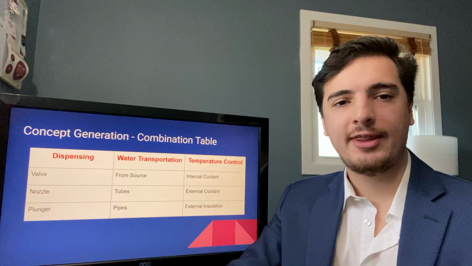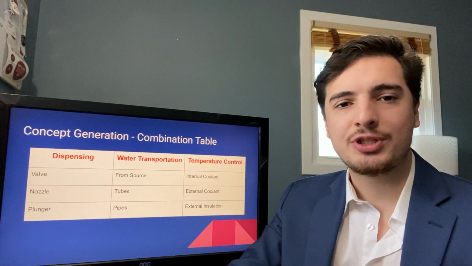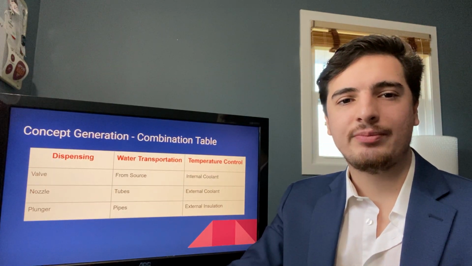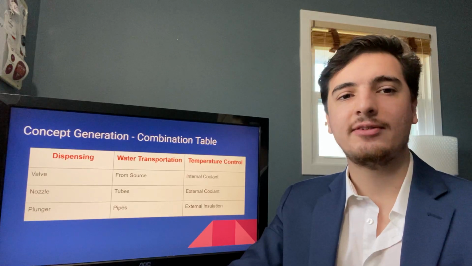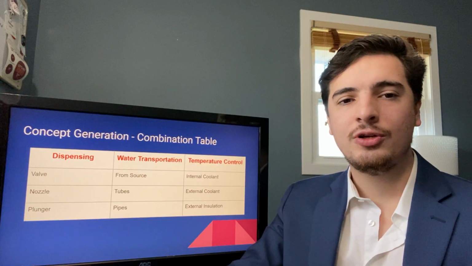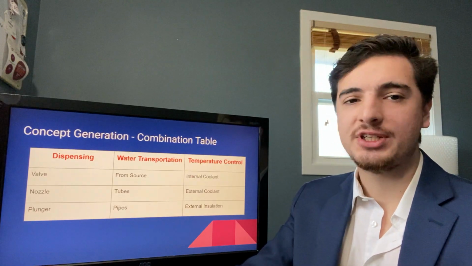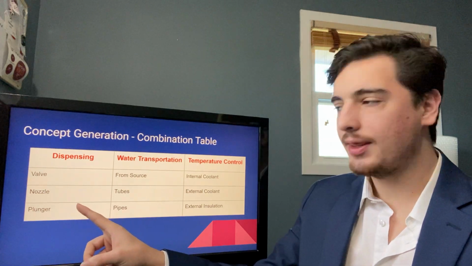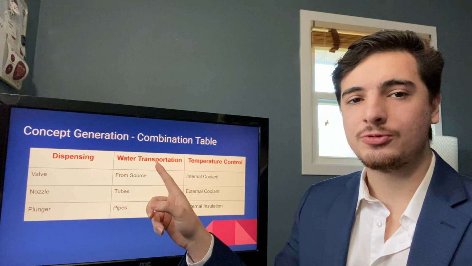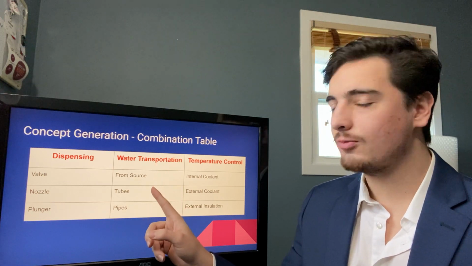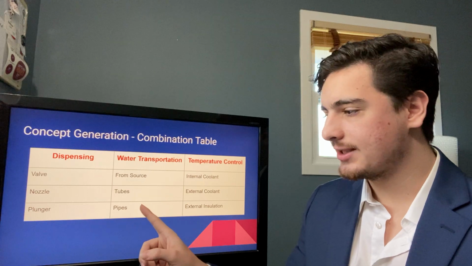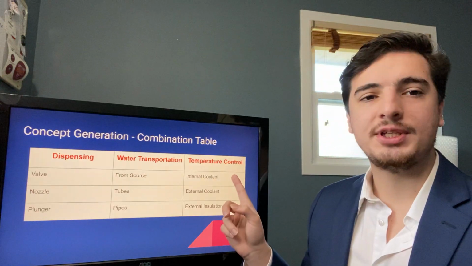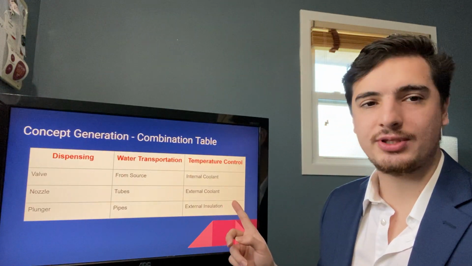So to come up with many different concepts, our team came up with this combination table. So based on the different sub-functions that we believe our product has to fulfill, we came up with different categories. So for dispensing the water, we would use either valves, nozzles, or plungers. And then to transport the water, it would go straight from the source, or we could use rubber or plastic tubes, as well as pipes. And to keep the water cool, we would use either internal coolant, external coolant, or insulation.